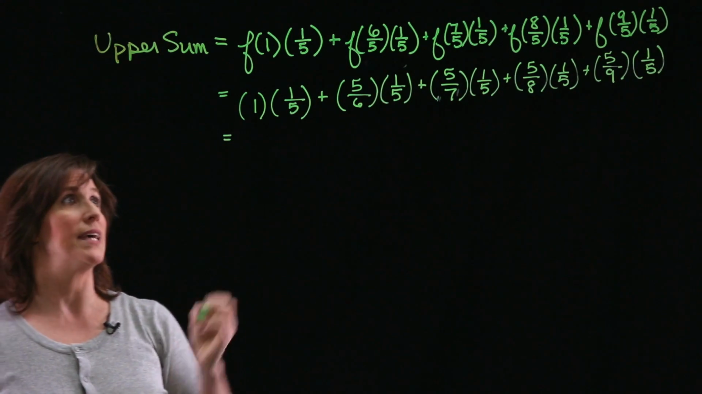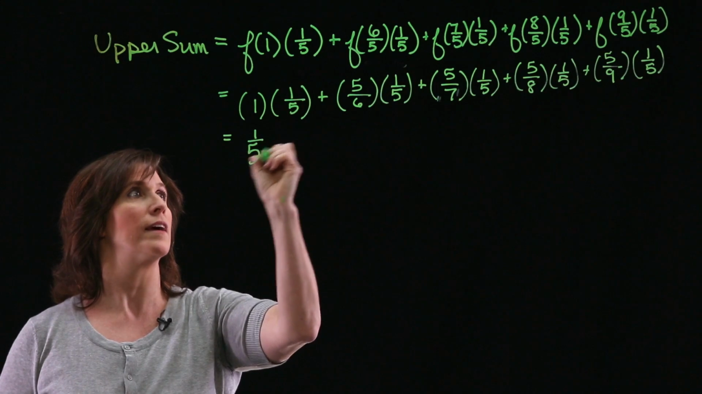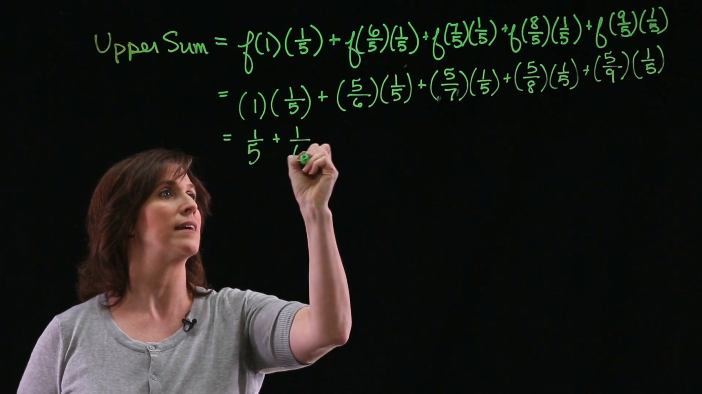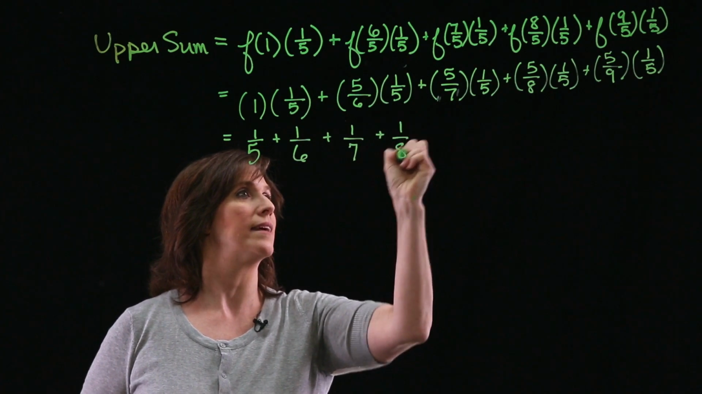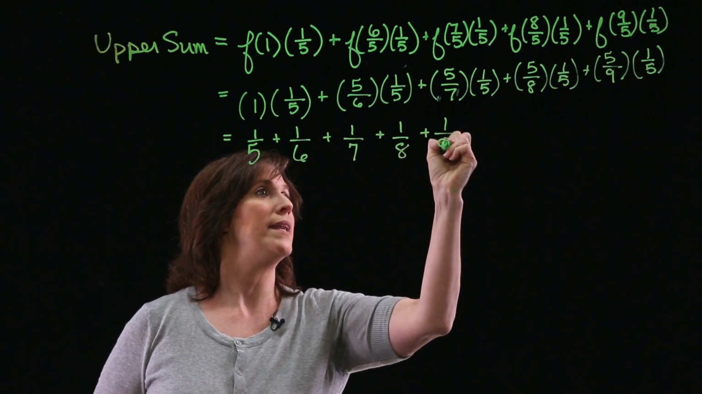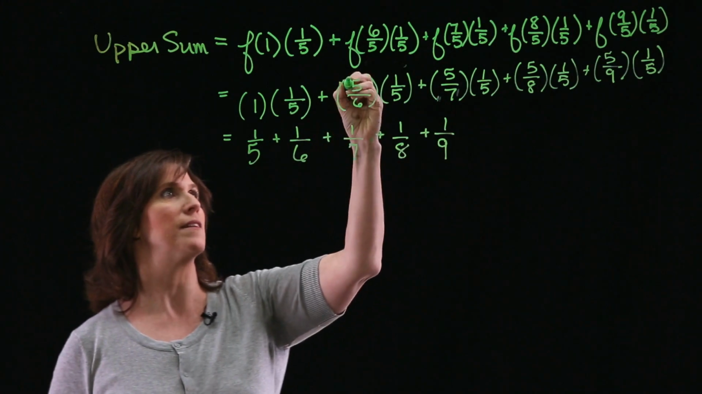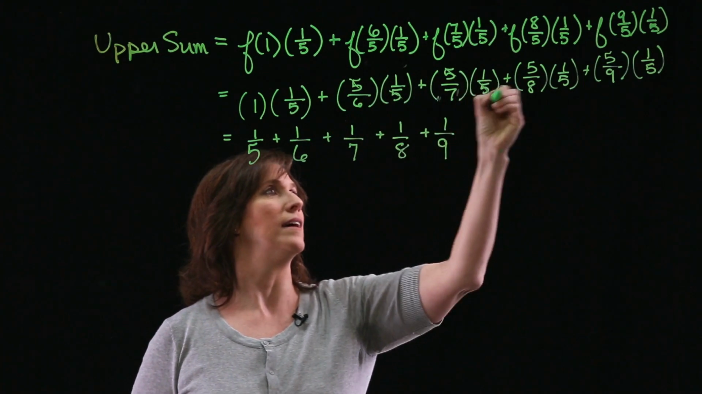Now we need to do some arithmetic. I'll have 1/5 plus 1/6 plus 1/7 plus 1/8 plus 1/9. Because notice in each of these, the 5s will cancel.